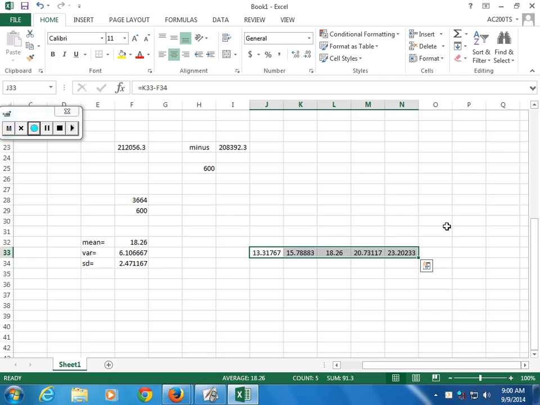Mean, median, mode, range, mid-range, and standard deviation. Mid-range is your highest minus your lowest, divided by 2.